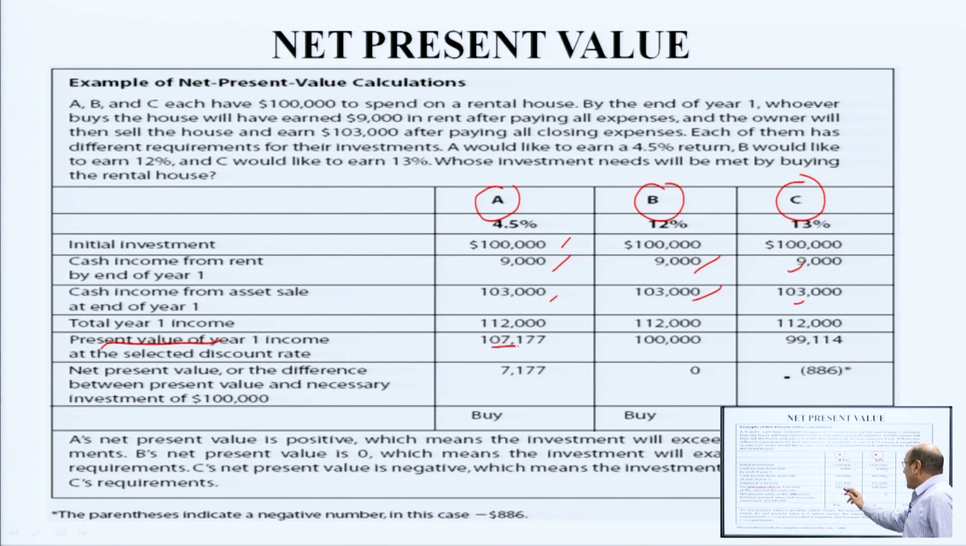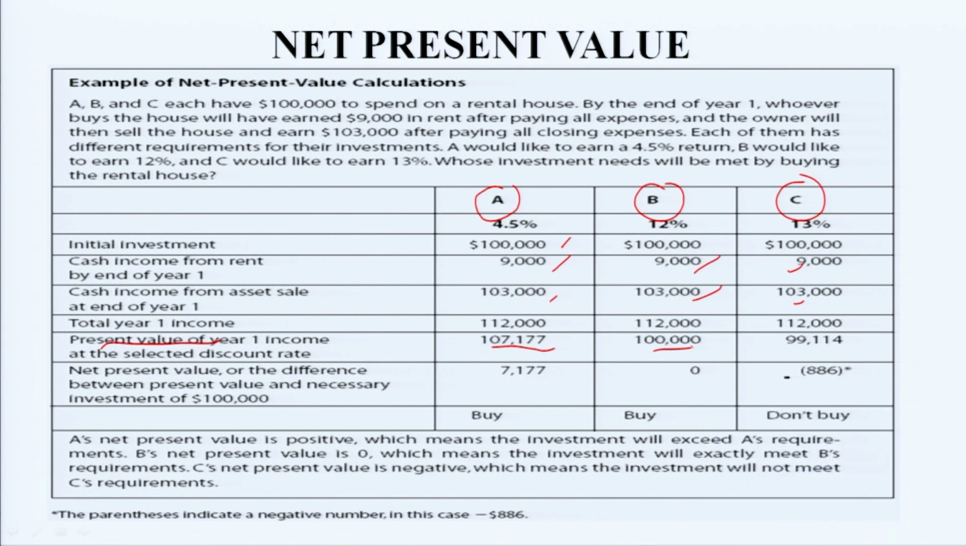That will be 1,07,177 for A, this has only 1 lakh for B, and this is 99,114 for C. So, what is the net present value, or the difference between the present value and the necessary investment of 1 lakh? A has 7,177, B has 0, and C is minus 886.